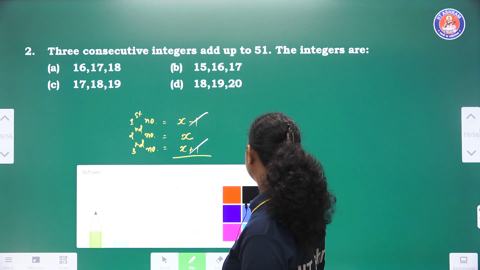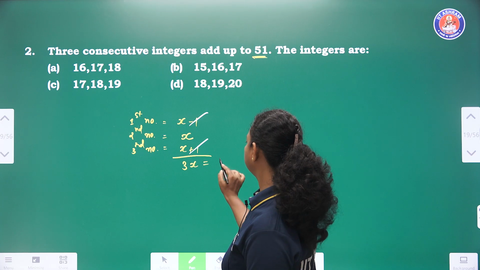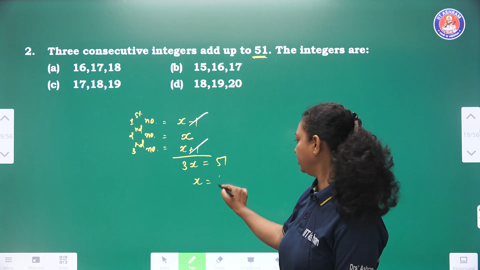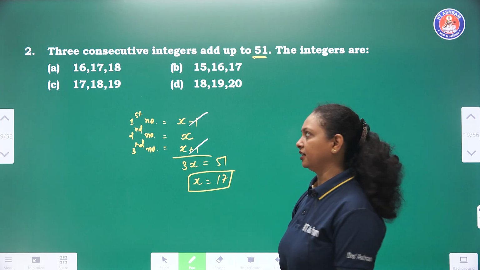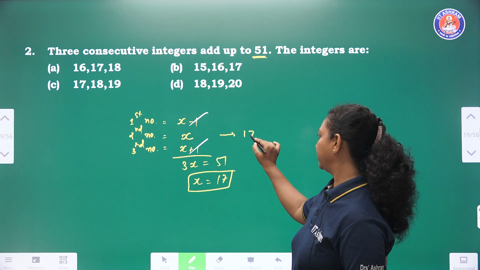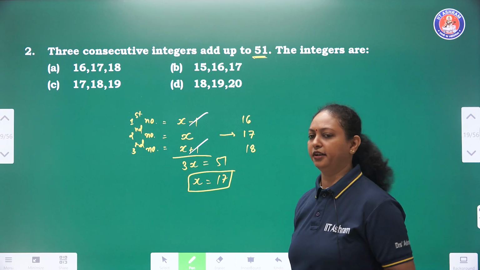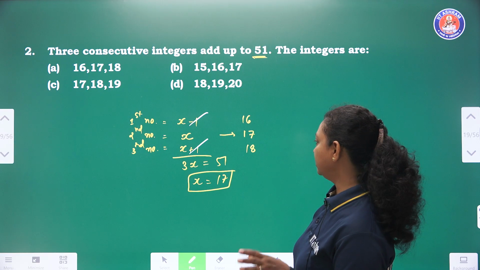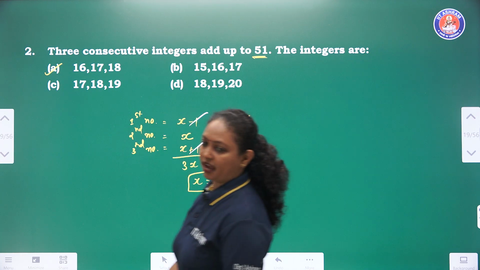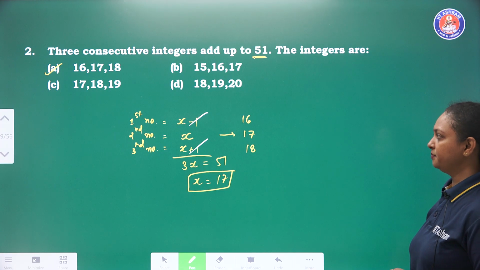So it is 3x, and this sum is equal to 51. So x is equal to 51 by 3, that is 17. So the second number is 17. The first number is 1 less than it and the third number is 1 more than it. So 16, 17 and 18 are the 3 consecutive numbers which must be added to give the sum as 51. It's so easy.